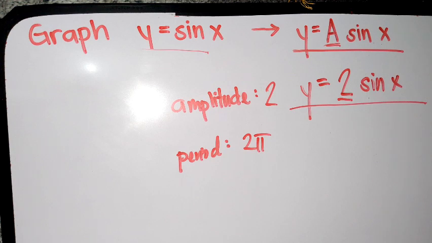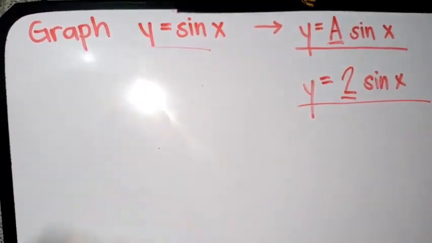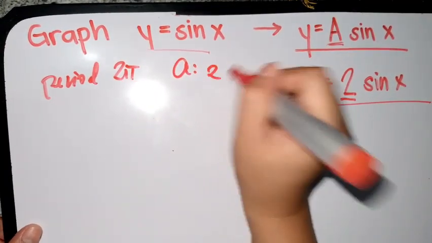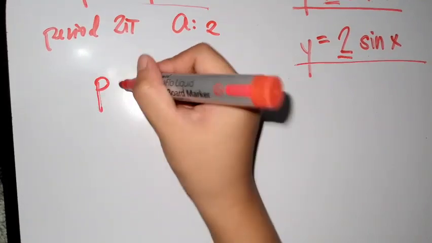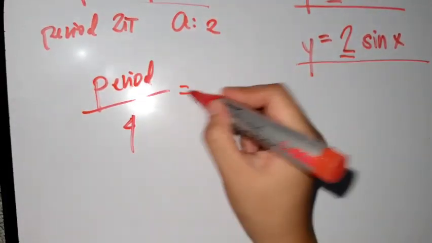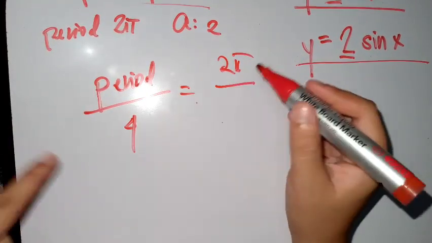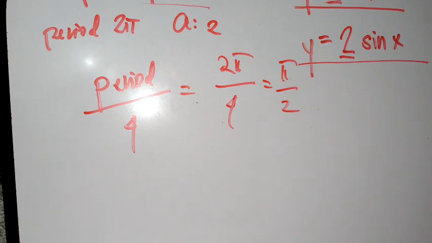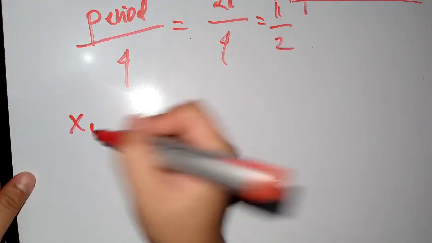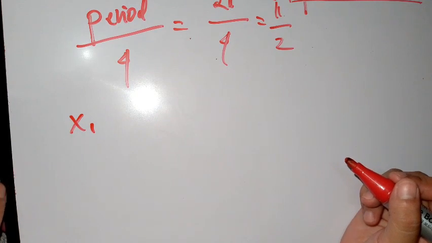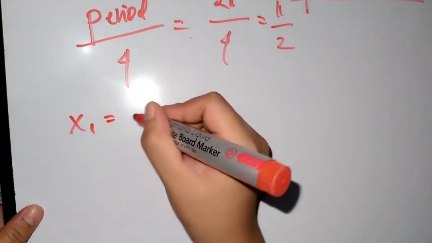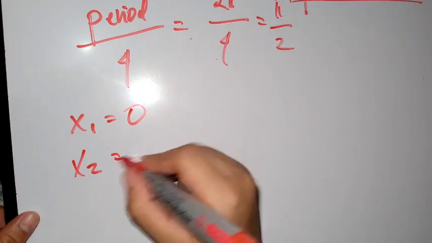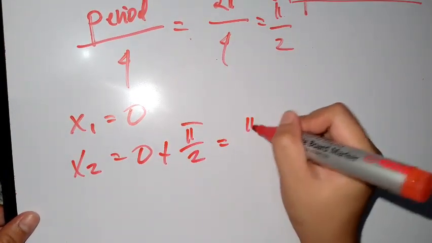Now again, in finding the x values for the 5 key points, we have period 2 pi and amplitude 2. First we follow the formula, period over 4. So our period over 4 is 2 pi over 4, which equals pi over 2. Since x sub 1 is the value of x where the cycle begins, in the origin form, x sub 1 is 0. The formula for x sub 2 is x sub 1 plus period over 4, so 0 plus pi over 2 is pi over 2.